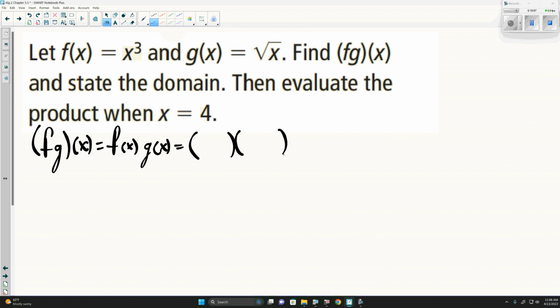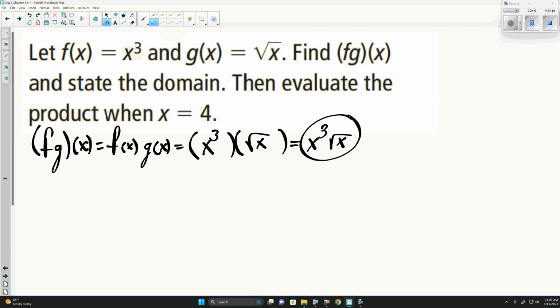F of x, in our case, is x cubed. G of x is square root of x. Doesn't matter what the two are. Now, if it had been x cubed and x squared, we would need to rewrite it as x to the fifth. Yes, sir? Yes. For the most part, yes. Any questions on how we found this here?